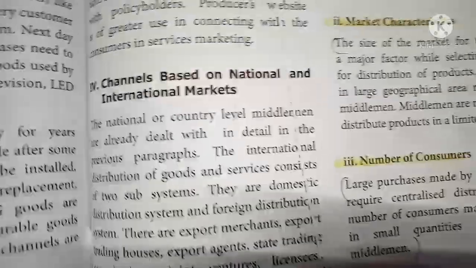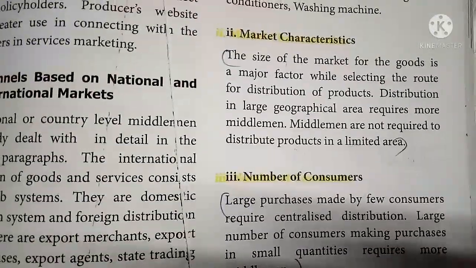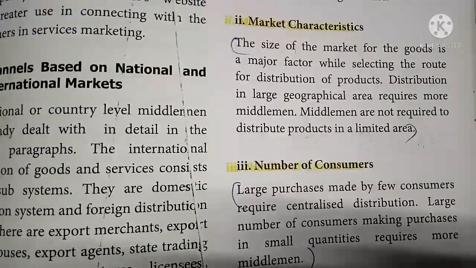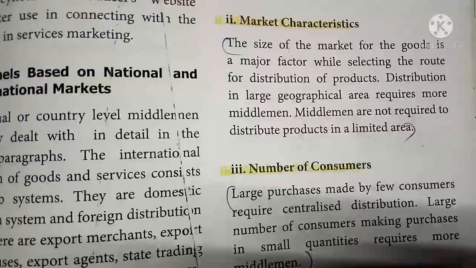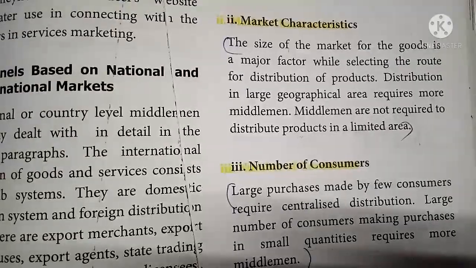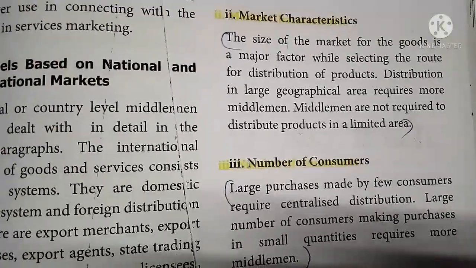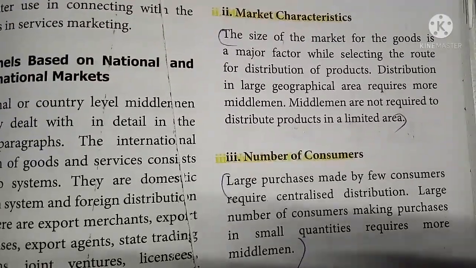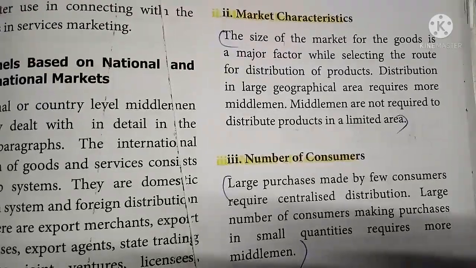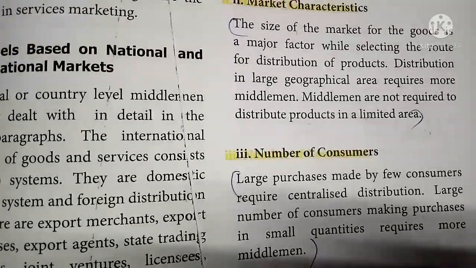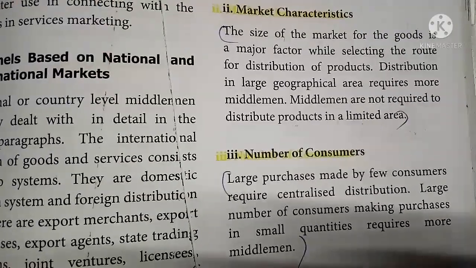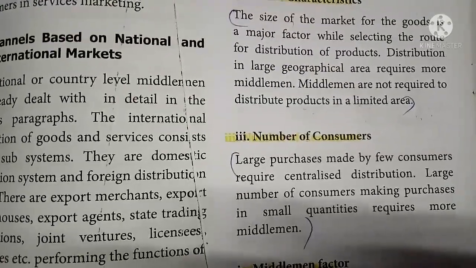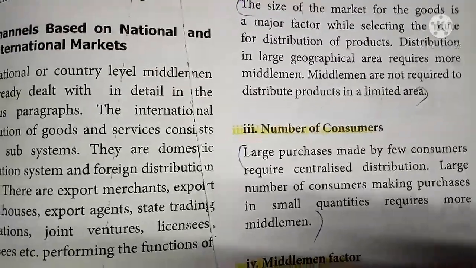Next, market characteristics. The size of the market for the goods is a major factor while selecting the route for distribution of a product. So while selecting the channel of distribution of products and services, you should consider the size of the market also. Based upon the size of the market, we should select the best channel of distribution. Distribution in a large geographical area requires more middlemen. Middlemen are not required to distribute a product in a limited area. We can directly sell the goods to the consumer.